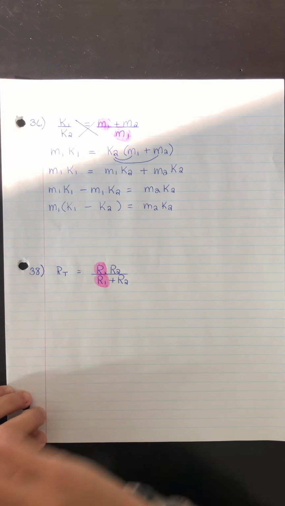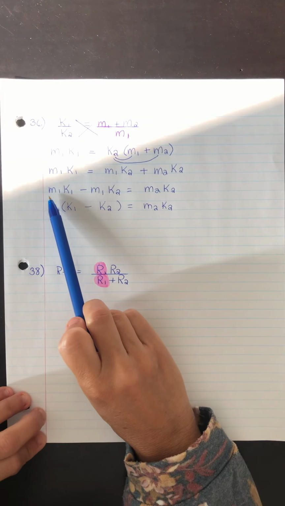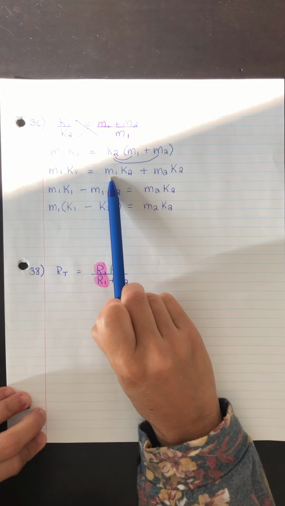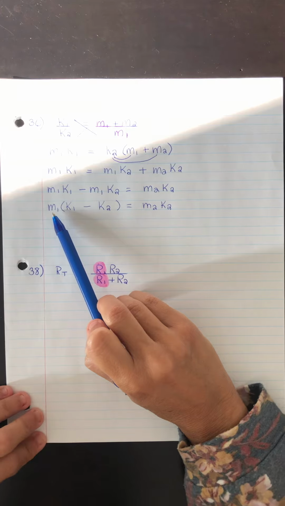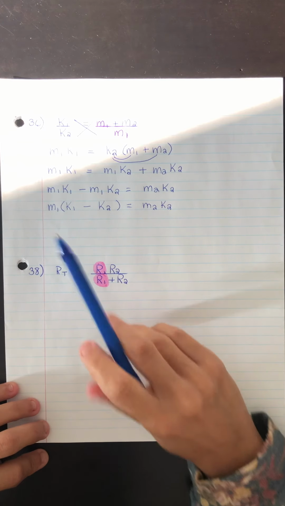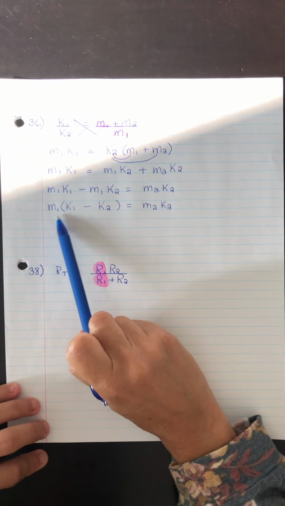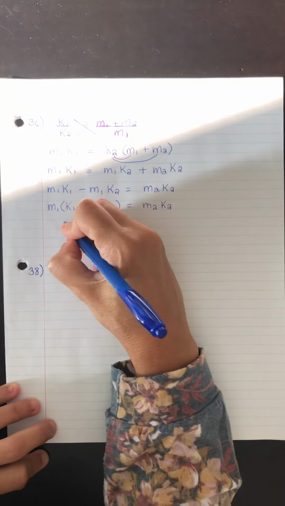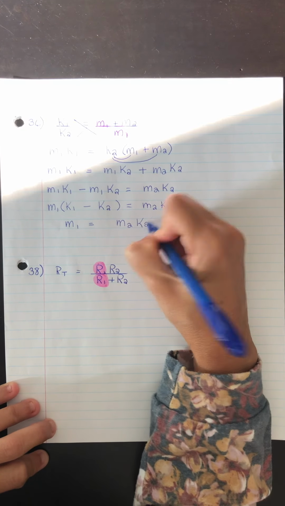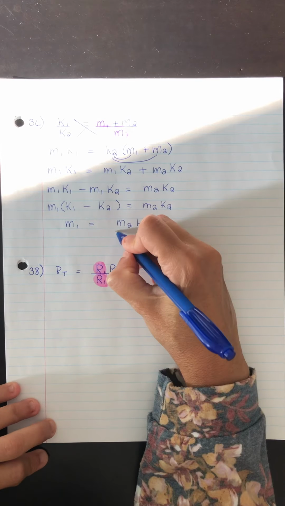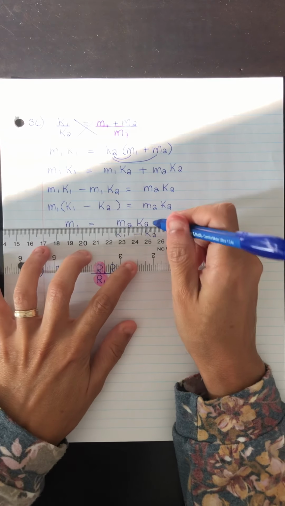And again, the reason we did that is because now the m1 is only in one place instead of in two places. So that common factoring is required when we need to ensure that we get our variable only in one place so that we can do the last step, which will be dividing by k1 minus k2. There we go. It's a formula for m1.